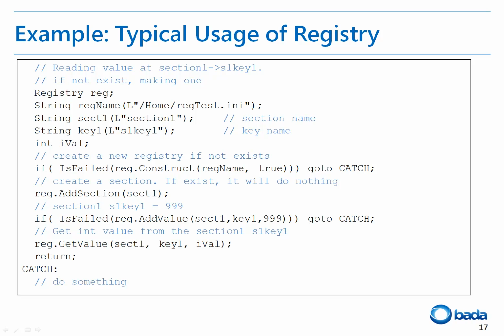Section 1 has been set as the section name, and S1 key 1 has been set as the key name. Then construct the registry giving the registry name. Then you can read the registry. After that, you can add a section with a desired name to the registry by using the add section function of the registry. To add a key value pair to a section of the registry, call the add value function, giving the section name, the key name, and the value. To read the added value, call the get value function that returns ival, which contains the value.